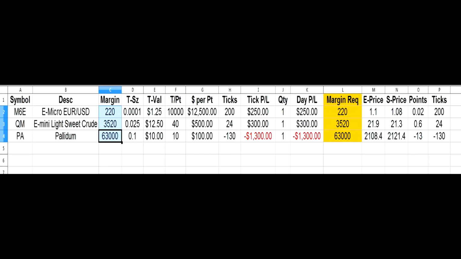Let me just give you something that I do. This is what I tend to do. I tend to have twice as much money in cash and or assets available, above what the margin requirement is. If I'm trading one contract of E-mini light sweet crude at $3,520, well, I want to make sure that I have about $7,000 minimum available. I want to have double the amount of margin. Now, I'm not telling you that's what you should do. I'm just saying that's what I do. Okay.